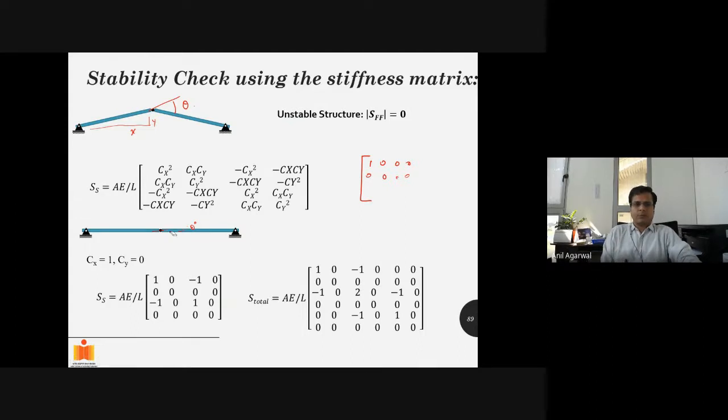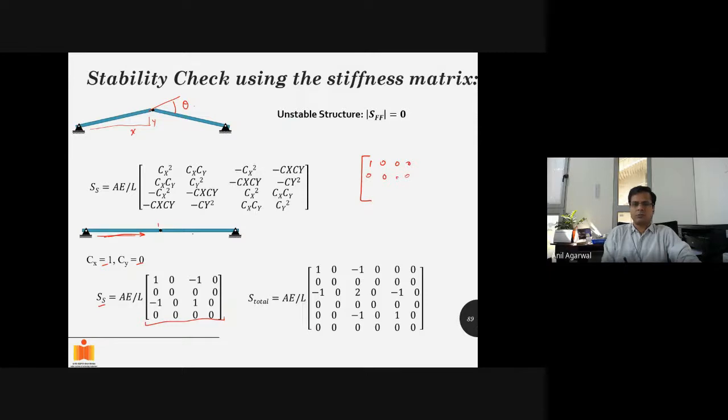So for this particular problem, what is the CX value for each member? Its projection is only in the x direction, right? It's extending only in the x direction. So its projection on the x-axis is 1. Its projection on the y-axis is 0. So this is your stiffness matrix for each member.